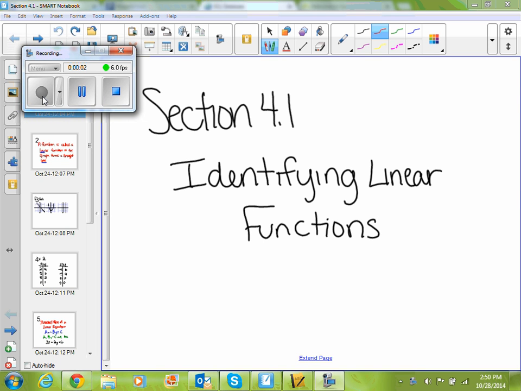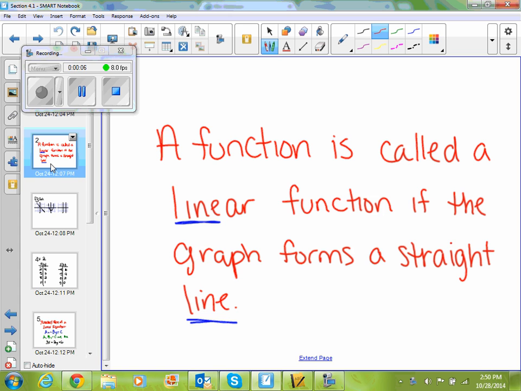Okay, so today we're looking at identifying linear functions. A function is called linear if it forms a straight line. So notice line is in the name. If it forms a straight line, then we call it a linear function.